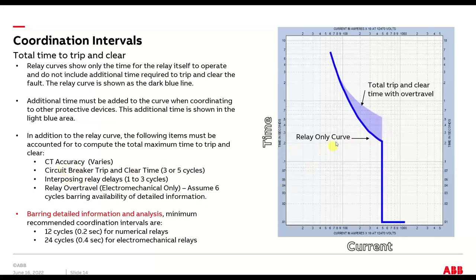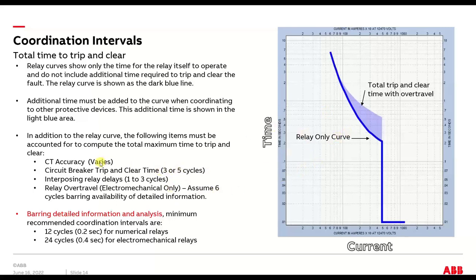Here's a real quick rundown of what this area encompasses. It's the CT accuracy, and that's highly variable. Then it's the circuit breaker trip and clear time. Typically for vacuum technology, it's 3 or 5 cycle breakers, so you'd add 3, 4, or 5 electrical cycles to the time here. Interposing relay, you may have some relaying that adds a couple cycles between the relay and the breaker. That could be 1 to 3. And then for electromechanical, there was an overtravel where the disc would actually spin, have some inertia and overspin. That was assumed as 6 cycles.